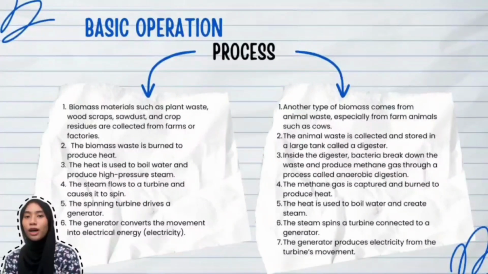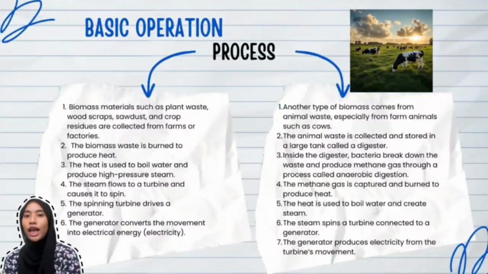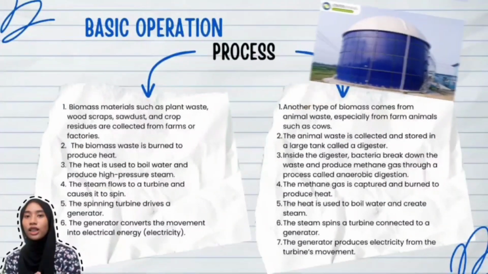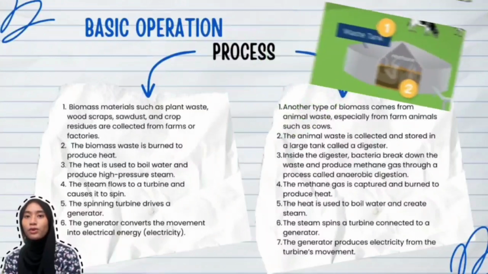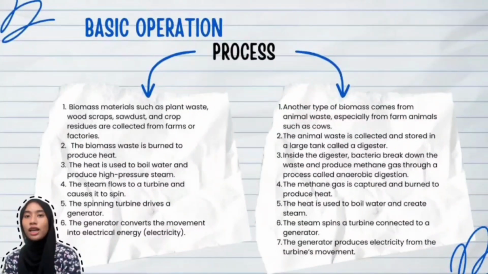Another example of biomass comes from animal waste, especially from farm animals such as cows and horses. The animal waste is collected and stored inside a large tank called a digester. Inside the digester, bacteria break down the waste and produce methane gas. This process is known as anaerobic digestion.